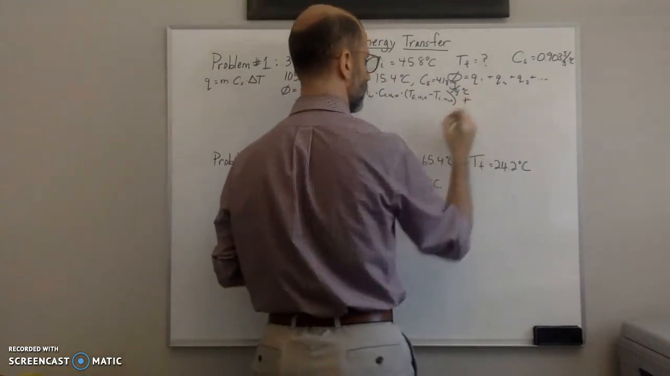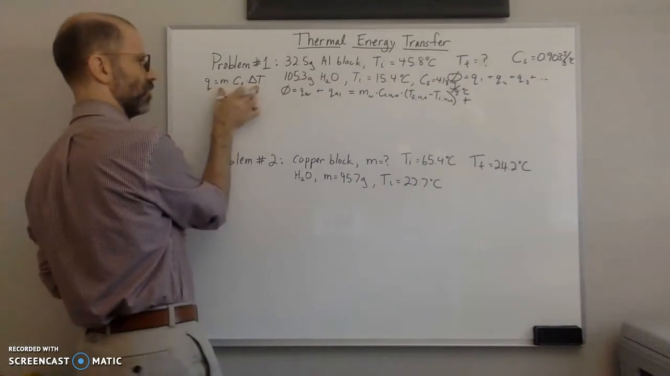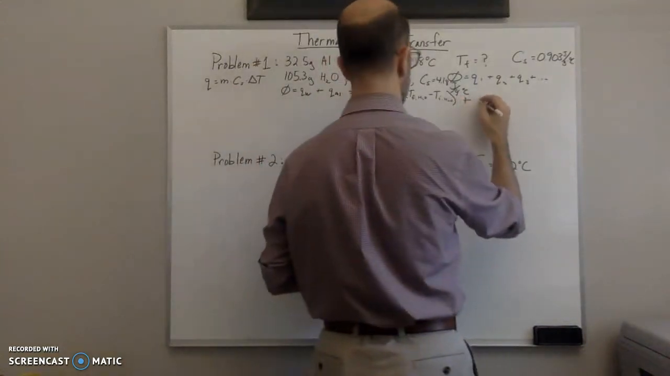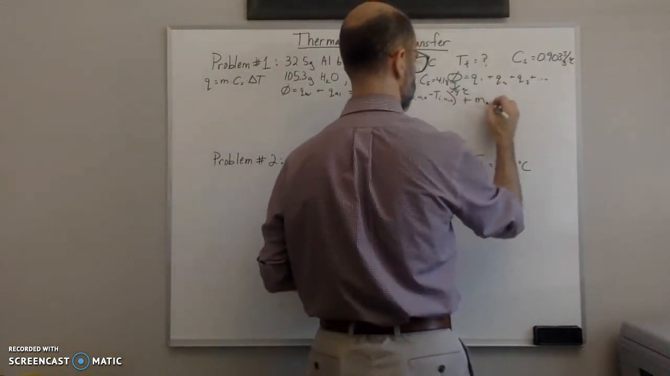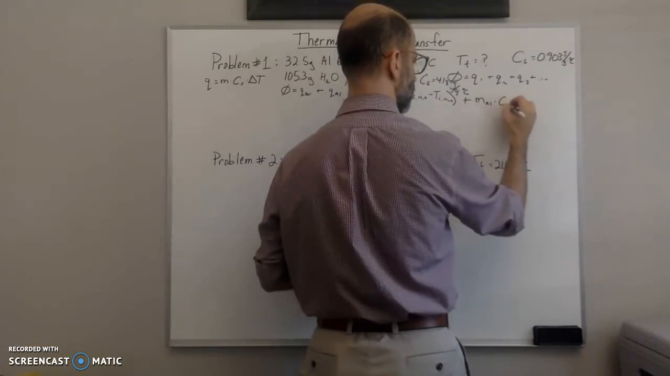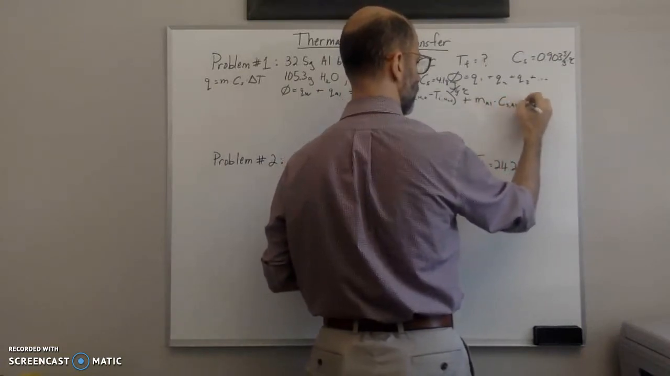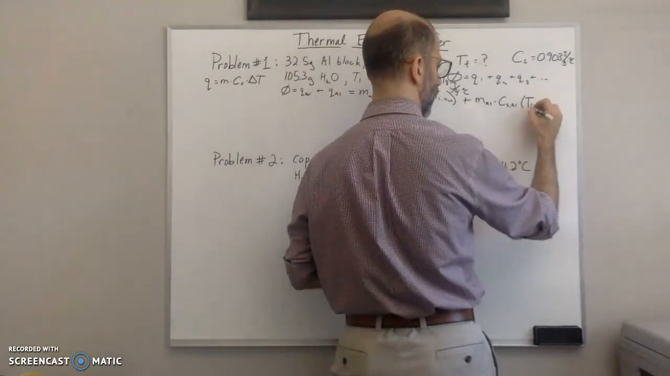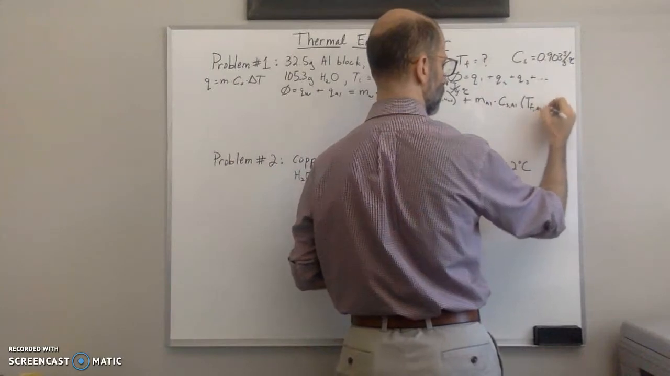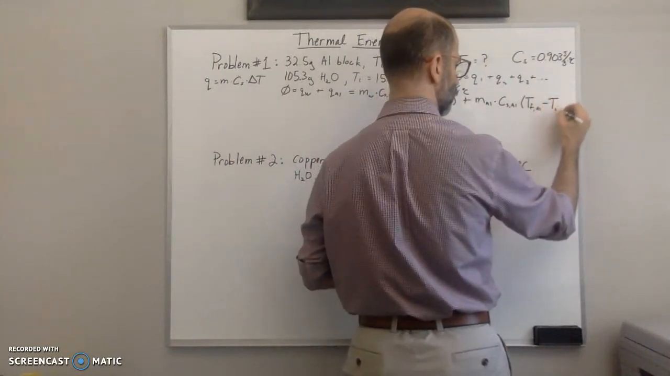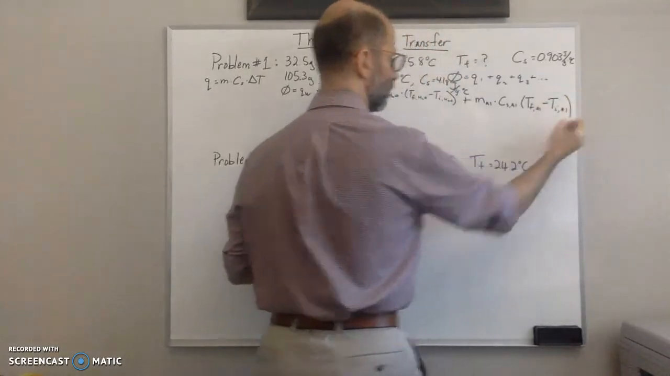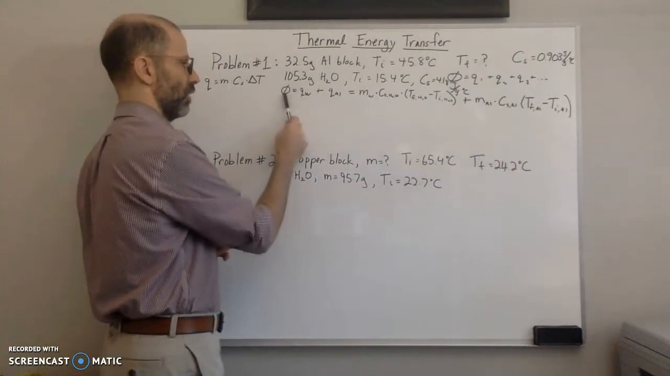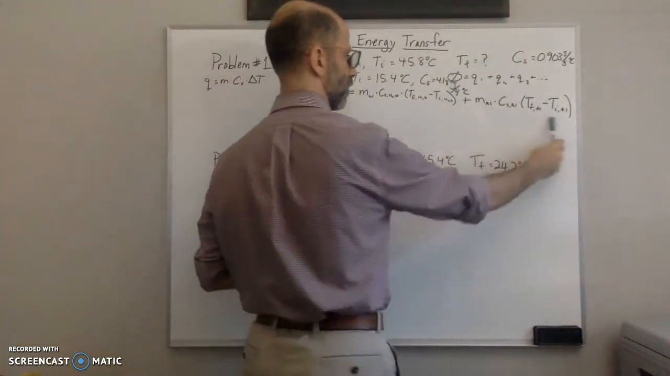And then we have the aluminum. So we add that, the same thing. We're going to use the same equation, but this time everything is with regard to aluminum. So we have the mass of aluminum multiplied by the specific heat of the aluminum, and then again multiplied by the change in temperature. So final temperature of the aluminum minus the initial temperature of the aluminum. And so there's our equation. So 0 is equal to this plus this.